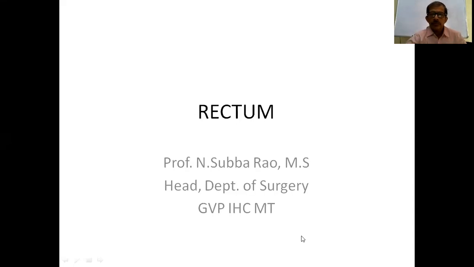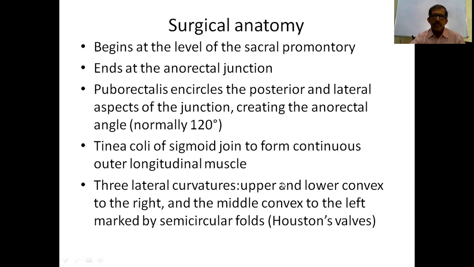So today we will discuss the rectum. As all of you know, it is the termination of the sigmoid colon, and it begins at the level of the sacral promontory and ends at the anorectal junction. Here you have an important muscle called puborectalis, which encircles the posterior and lateral aspects of the anorectal junction, forming an important angle.